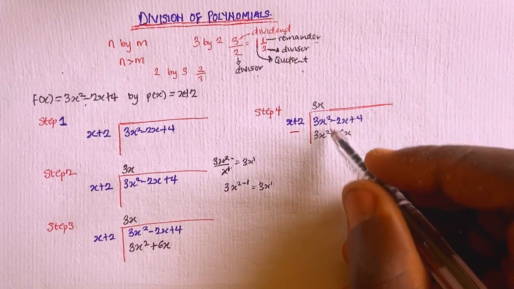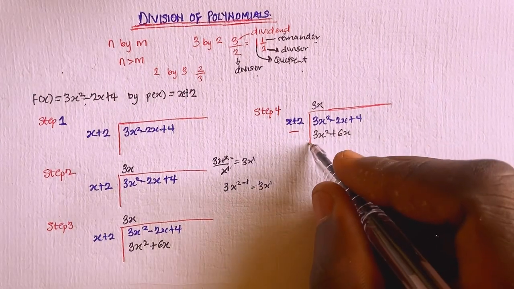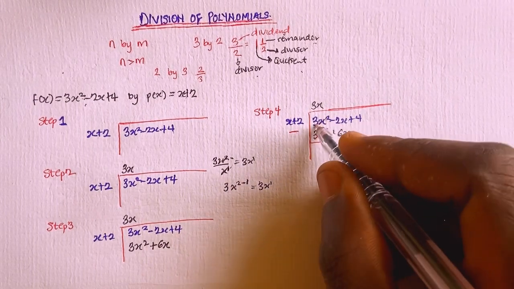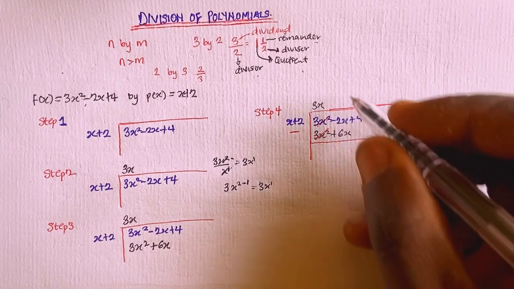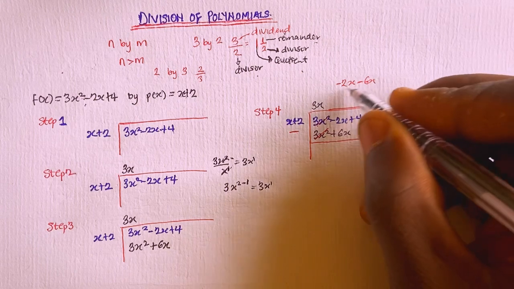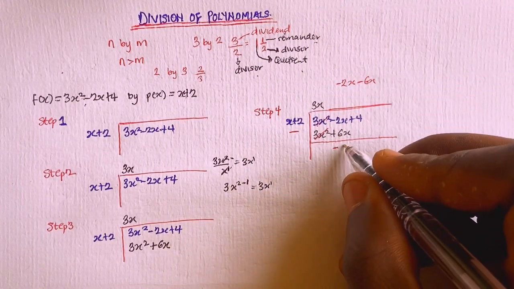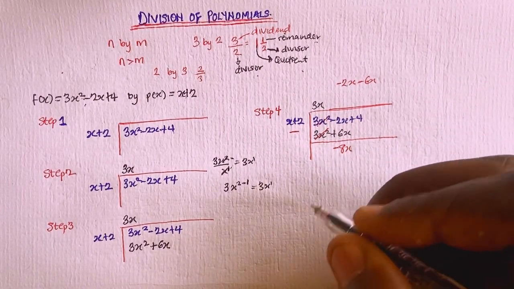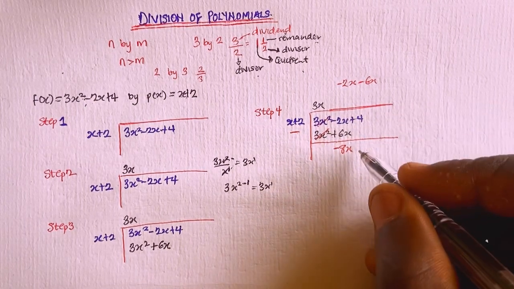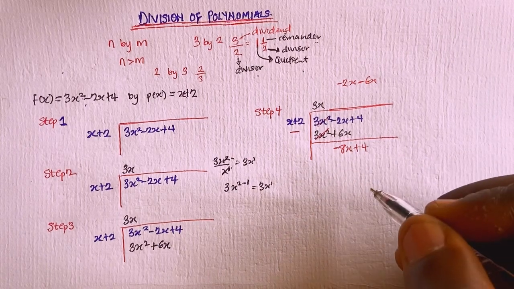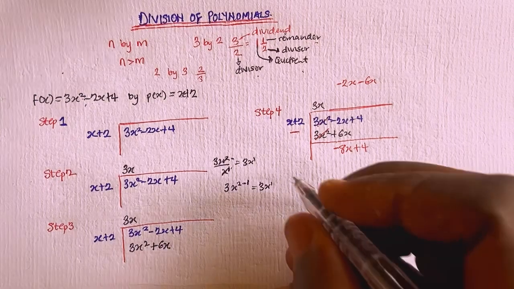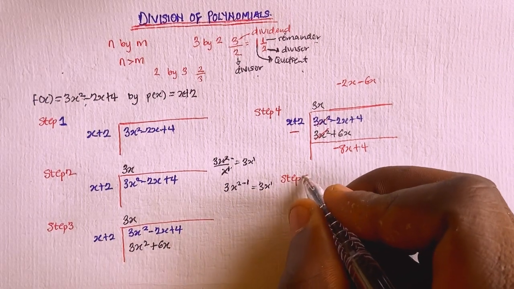What are you subtracting? Everything that is inside here. Subtracting this, you have 3x squared minus 3x squared; this and this will fall out. Then here you have minus 2x minus 6x, which gives us minus 8x. Then here you just have 4, and you are not having anything below it, so 4 minus 0 is still plus 4. That's step 4. Then the next step, which is step 5, you are given a root-like structure.